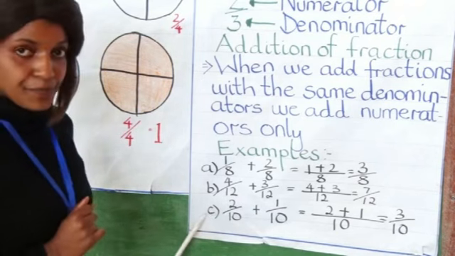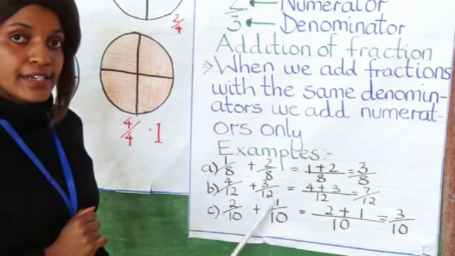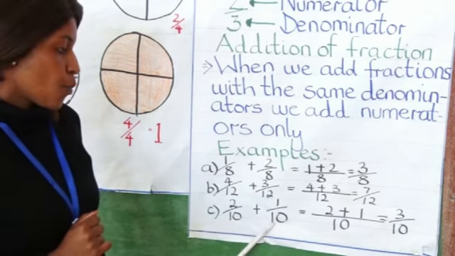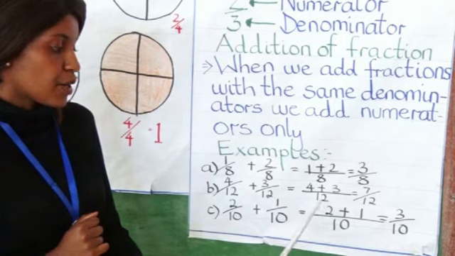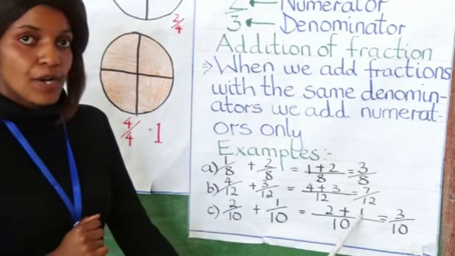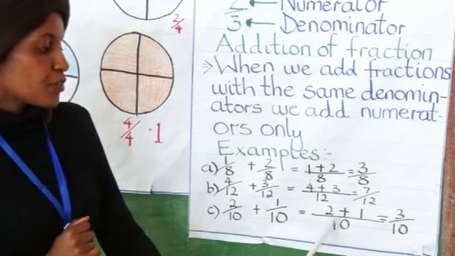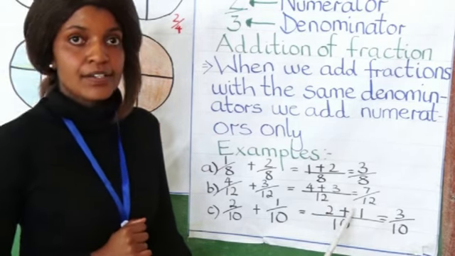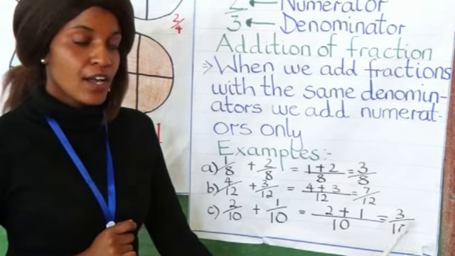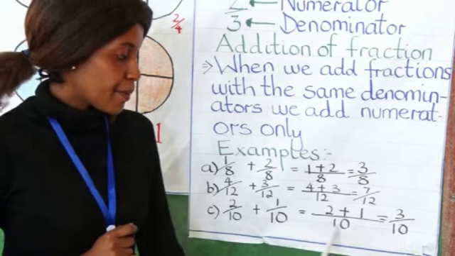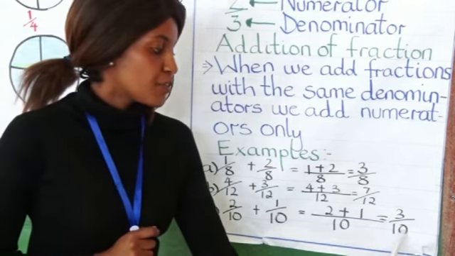Again, example C. We have 2/10 plus 1/10. We are going to deal with only numerators. The numerators here are number 2 and number 1. So we take 2 plus 1 over 10, the same denominator. When you take 2 plus 1, the answer is equal to 3. So we write 3/10. The same number appears here, number 10. So the same denominators, we write as they are.